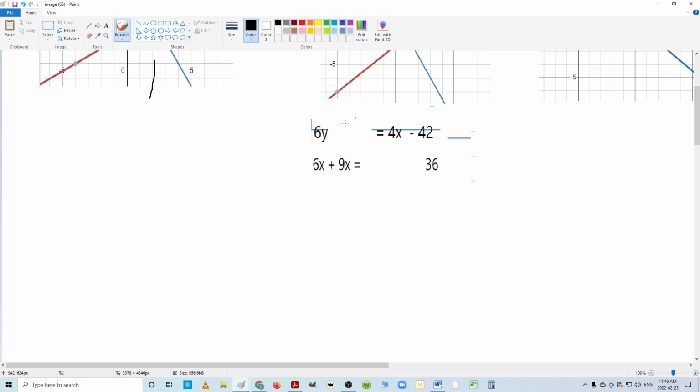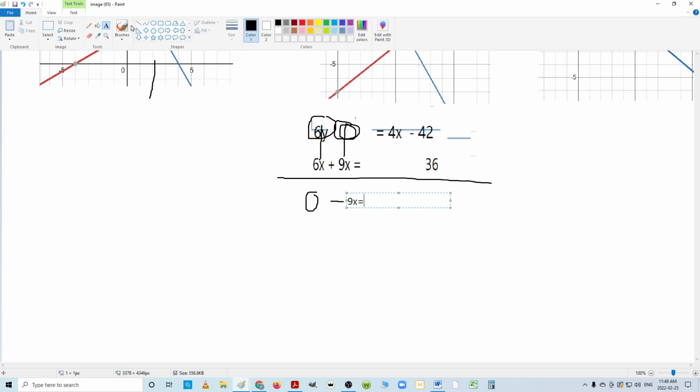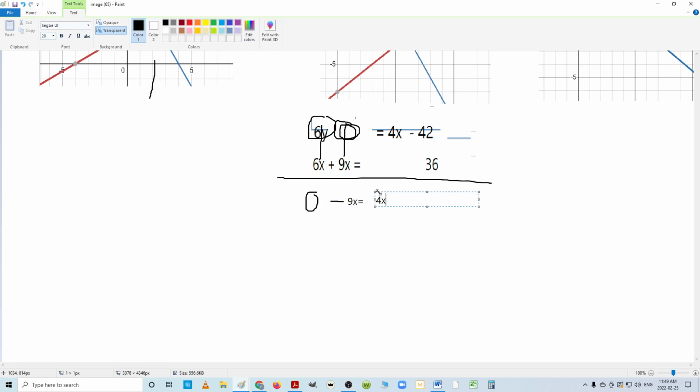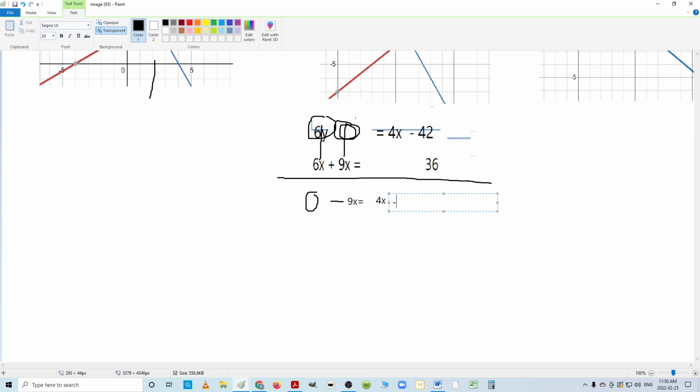All right. I'm going to subtract the entire bottom from the top. What's 6y minus y? 0. There's nothing here, so call it 0. What's 0 minus plus 9x? Minus 9x. Equals. Here I've got 4x with nothing underneath it. What's 4x minus nothing? 4x. And here I've got minus 42, minus 36. I got a big old number. It's minus 78.